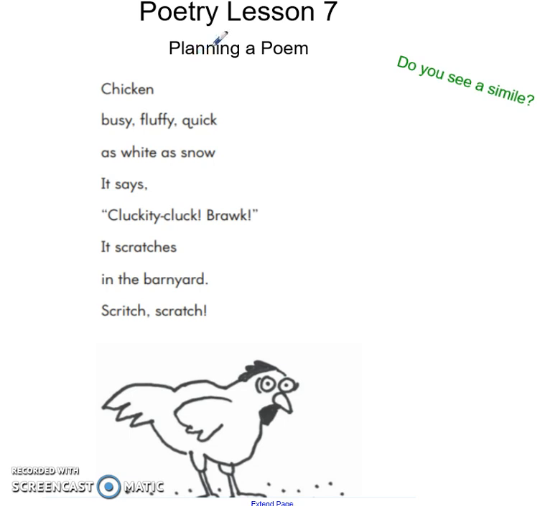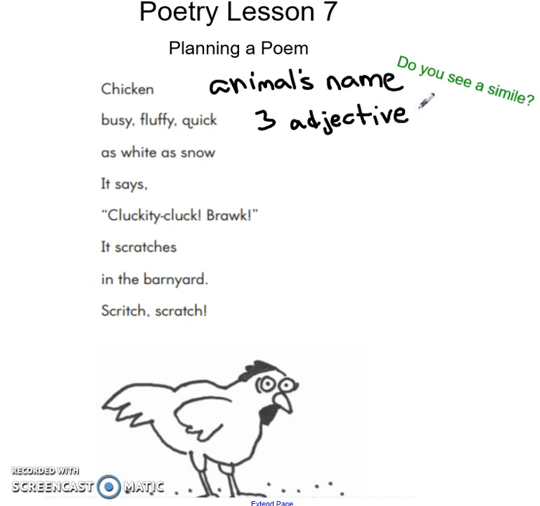So on the first line, we have the animal's name. Then on the second line, there are 3 words to describe it. So we have 3 adjectives, which is a lot like the mystery creature poem we just wrote. On the third line, you should notice that it is a simile. So we have as white as snow. So they're describing the whiteness of the chicken. They're comparing it to the snow.